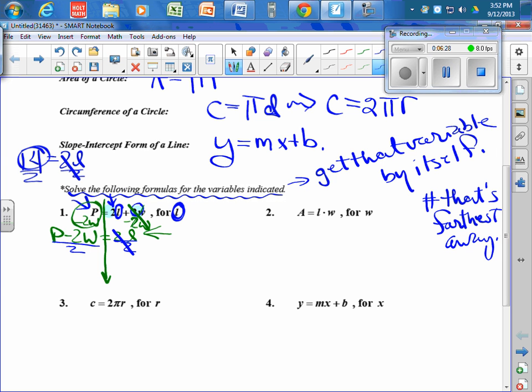Now, what we've done here is we've isolated the L. The L is by itself. So L is equal to, and what do we have here? It's just P minus 2W over 2. And you've solved your first formula.